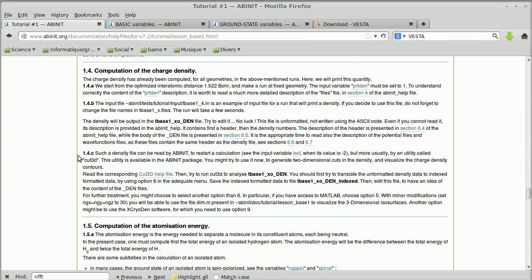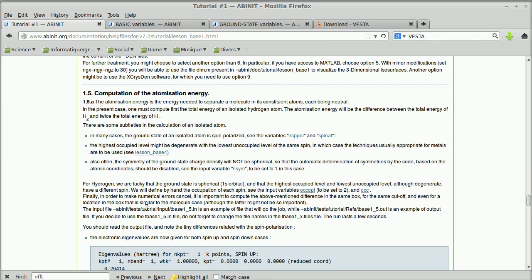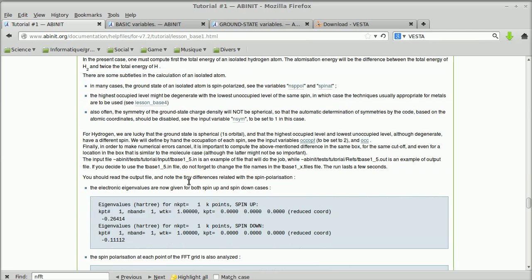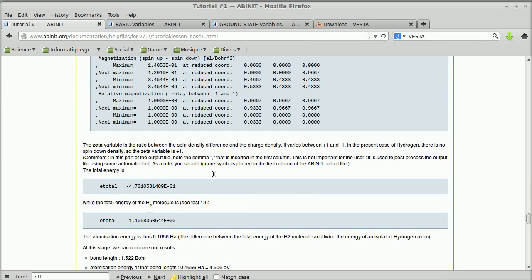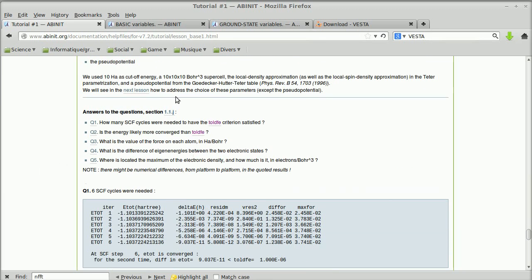So here we have the density. It tells you that you can use the Cut3D binary file to analyze it. And then you can compute the atomization energy, which means the energy that you gain by putting the 2 hydrogen atoms close together in comparison with the 2 atoms being very far apart. I will let you do that, and at the end you have the answer to the question of the first section.